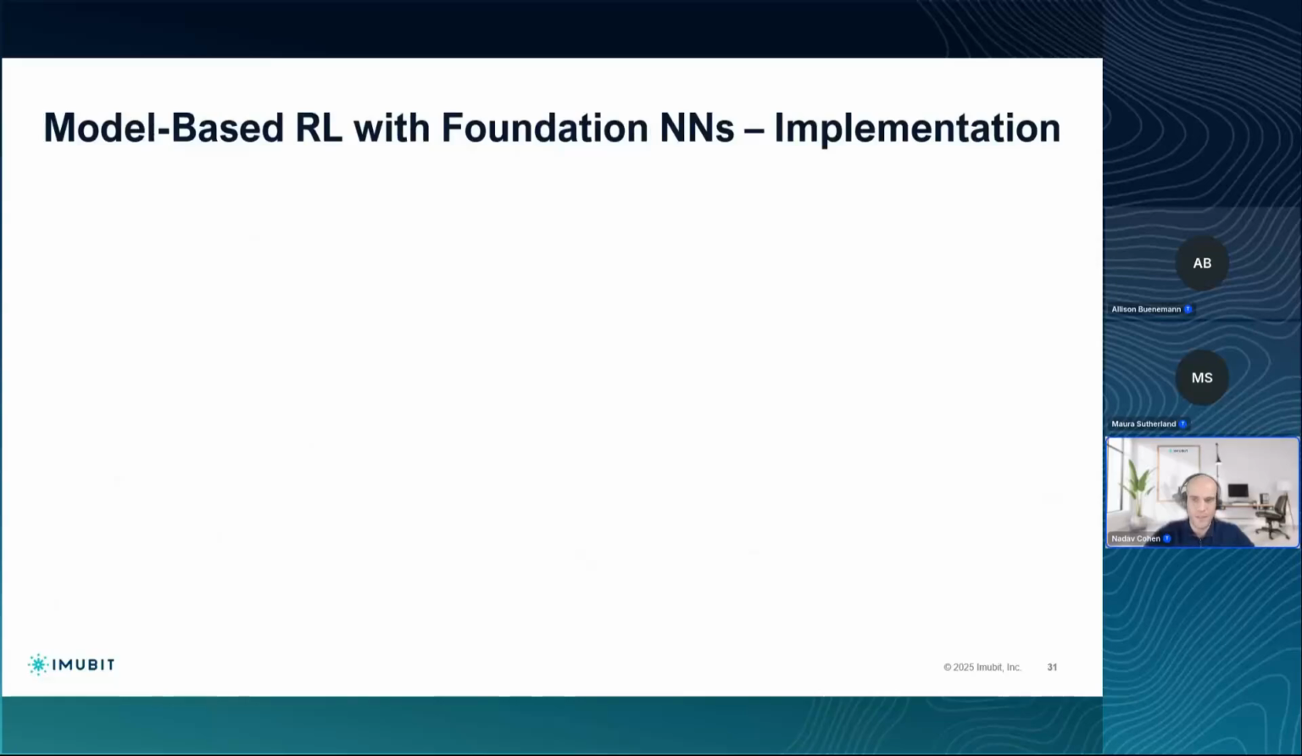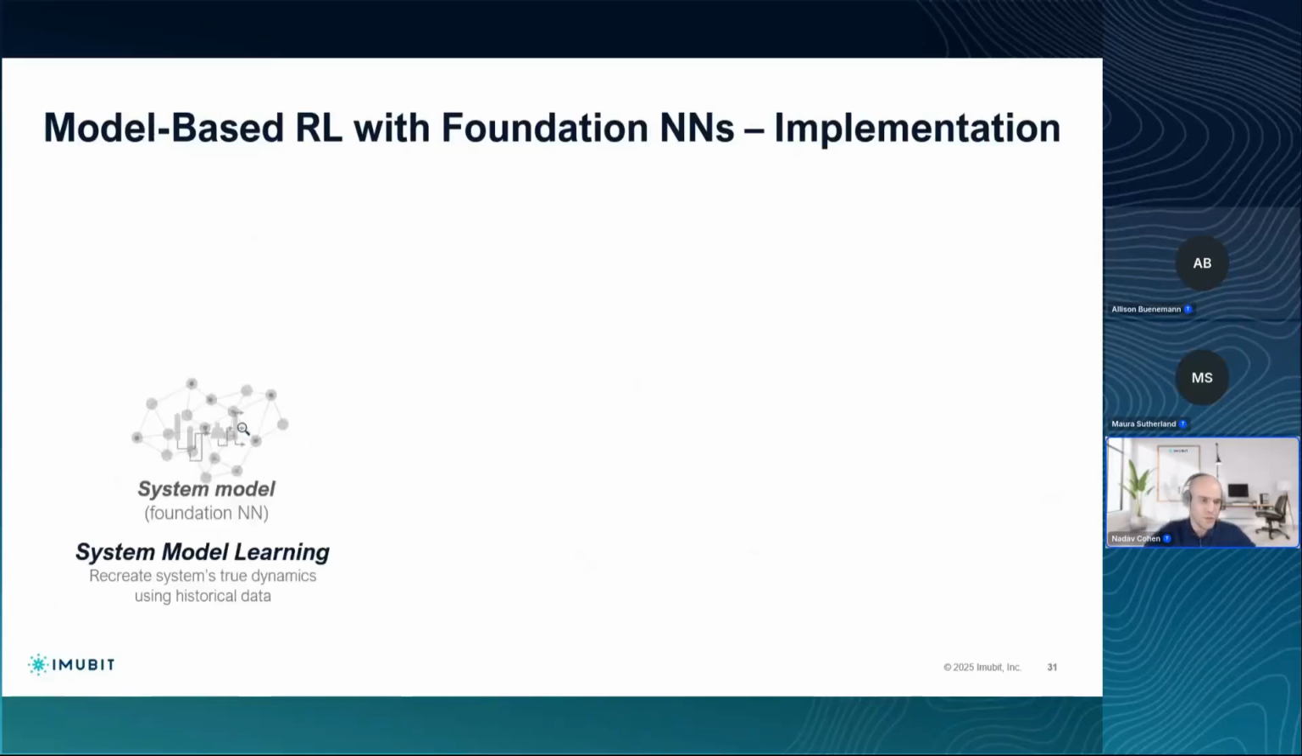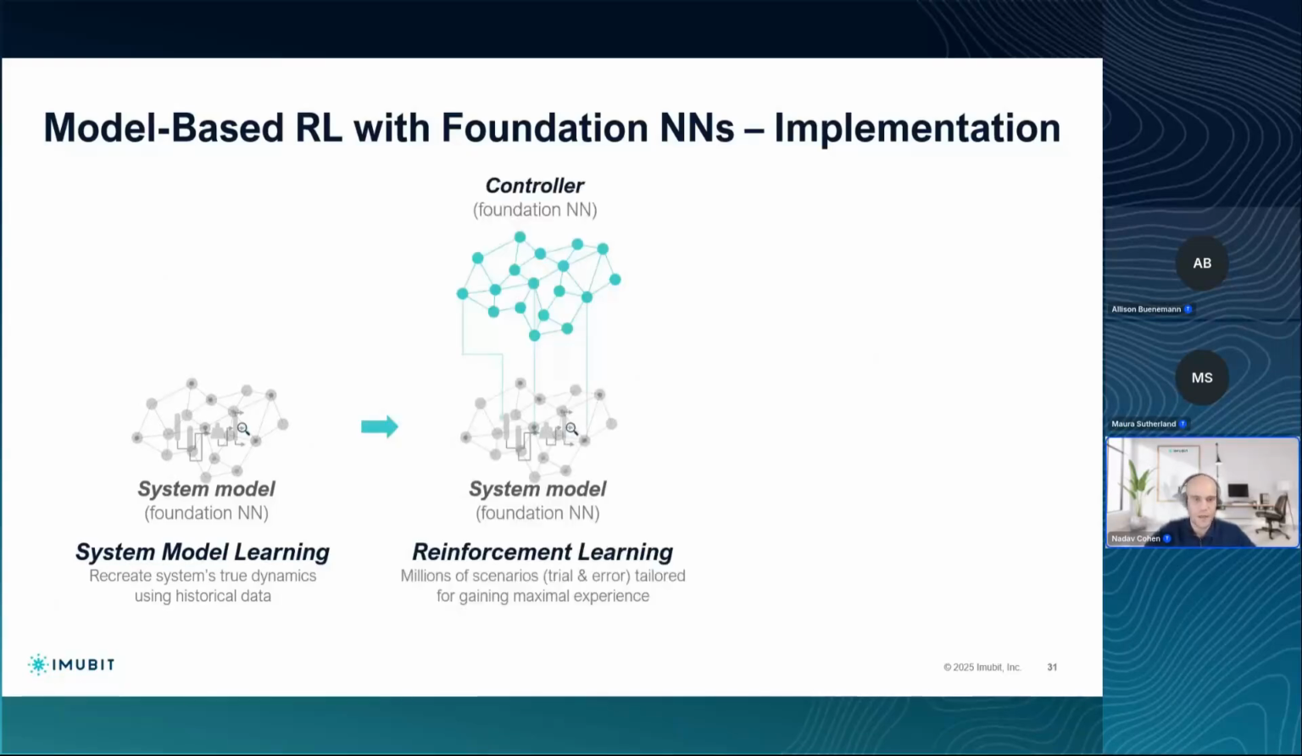So how does the implementation process look like? You start by learning a model of the system, which is a foundation neural network. This could be from weeks to months to years of historical data. Then you take that system model and you train on top of it a controller, which is also a foundation neural network. This is based on reinforcement learning, on trial and error, millions or tens or hundreds of millions of scenarios that are used to gain experience that's equivalent to tens of thousands of years or more in human time.